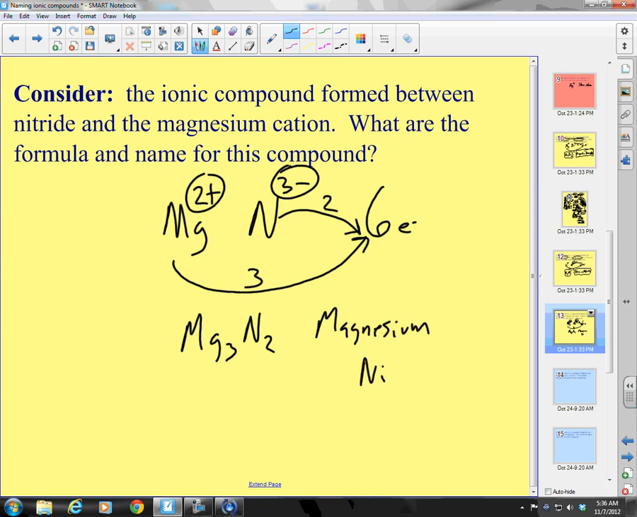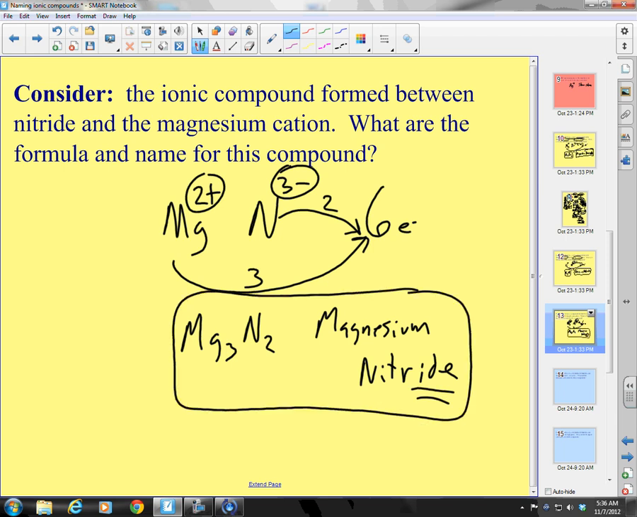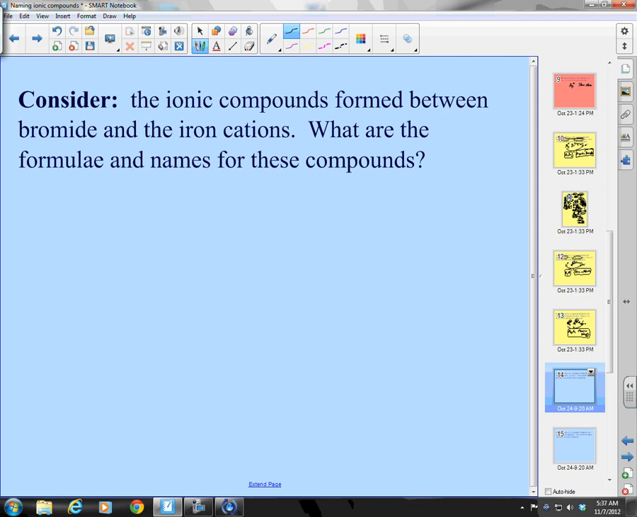Magnesium nitride. Excellent. This is a piece of cake, isn't it? Good. Moving on. Let's take a look at the ionic compounds formed between bromine and iron. Oh, this should be a piece of cake, yes? I use that term too much. We need to start using something else.